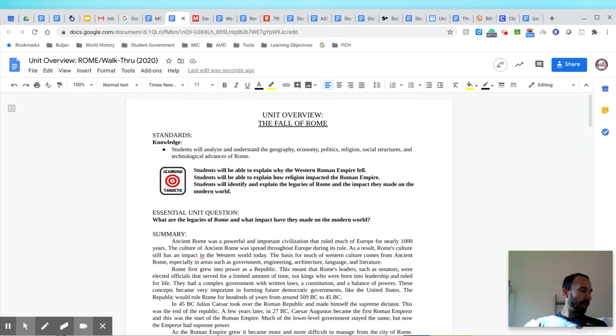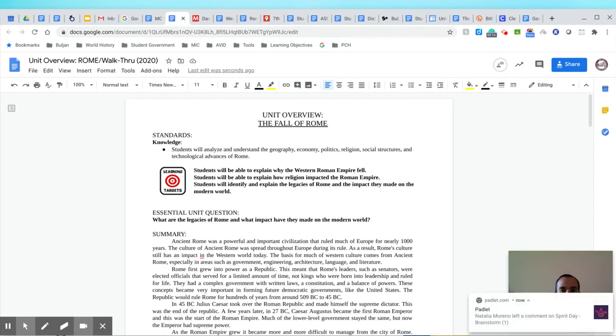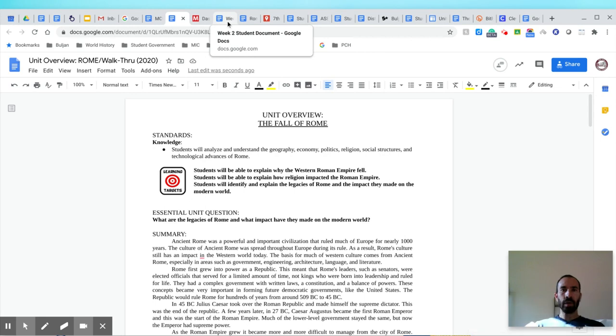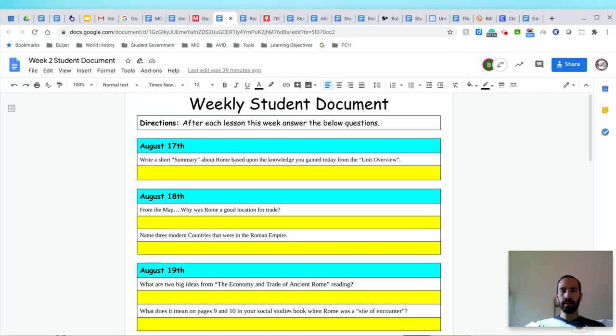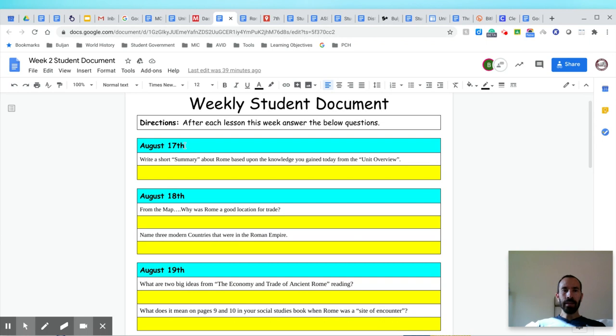And today in our Otis, we posted this underneath August 17th. And then there is a student document as an assessment for checking for understanding. So you also see, if you go to assessments, I posted a weekly student document. So each week we'll have a student document that looks just like this, and you'll find the day and a little question or ask you to write a summary.